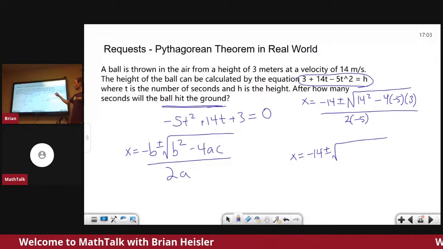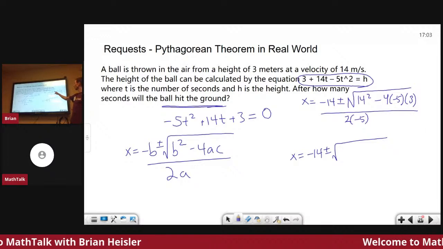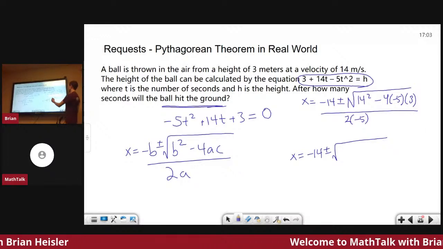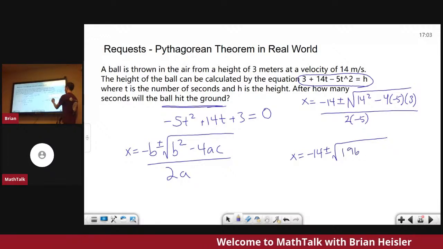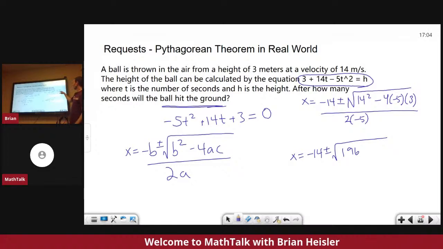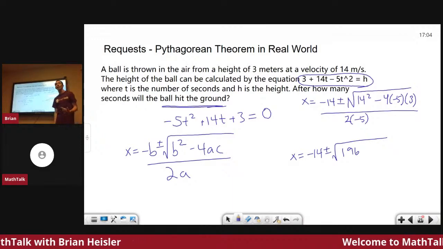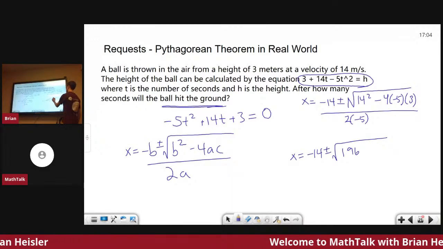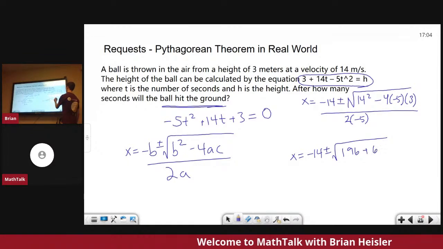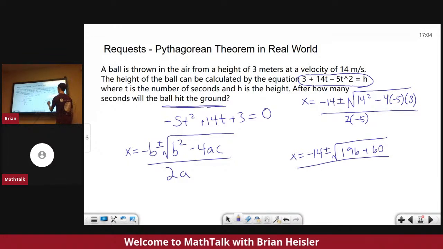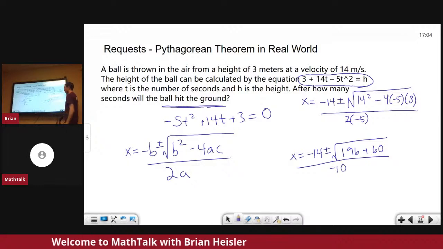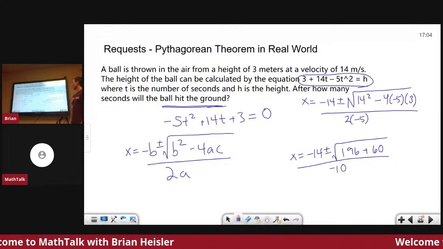I'm going to skip a couple steps in here, but 14 squared is 196. Actually, I'm not going to skip a couple steps. Minus all that, 4 times negative 5 times 3 is negative 60. So minus negative 60 is like plus positive 60, all over negative 10. Okay?